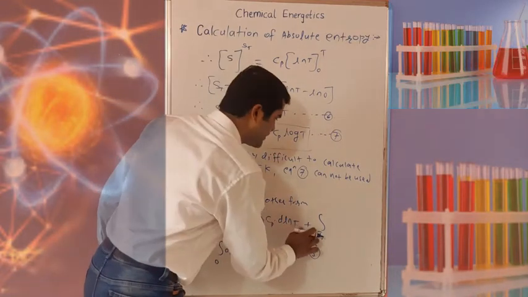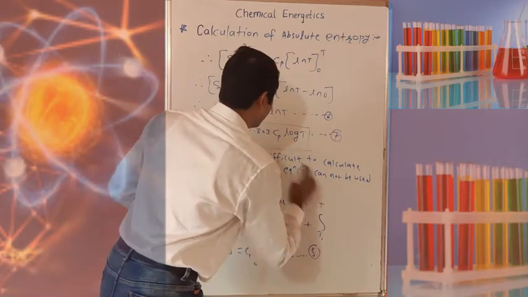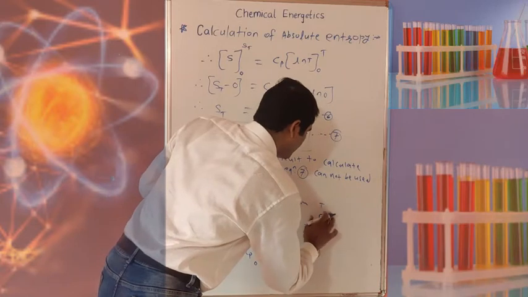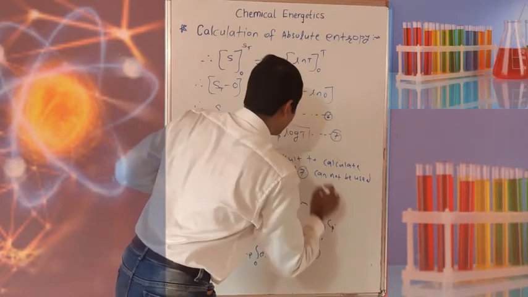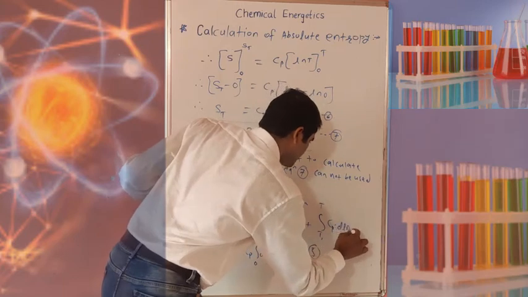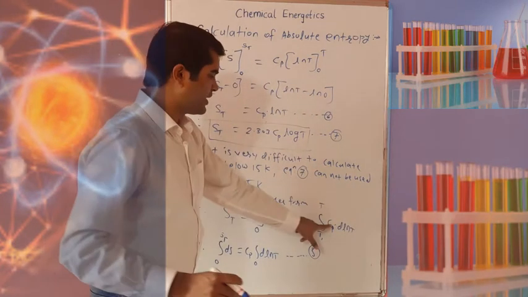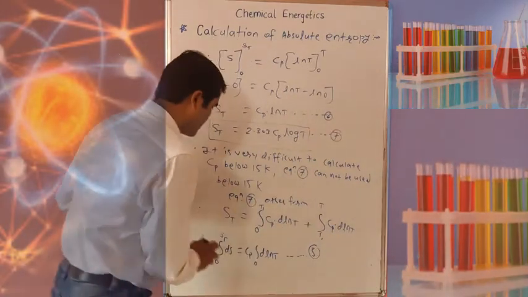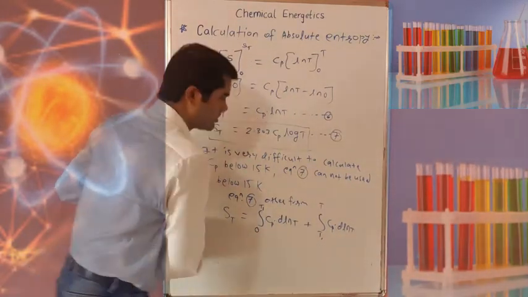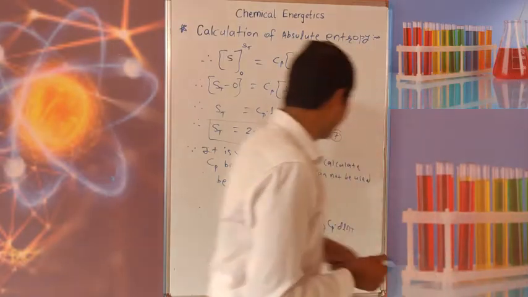And then next, from T1 to T, Cp d ln T. So there we can take Cp common. So d ln T, from T1 to T we can take Cp common. Below 15 Kelvin it is difficult to take common. Then that problem was solved by Debye rule.